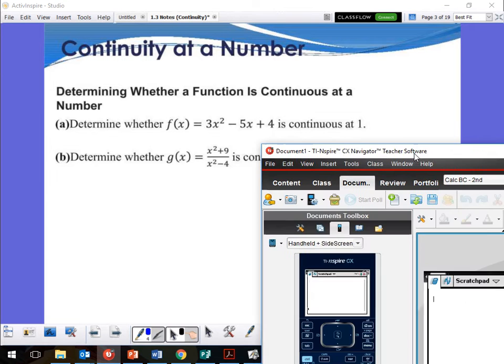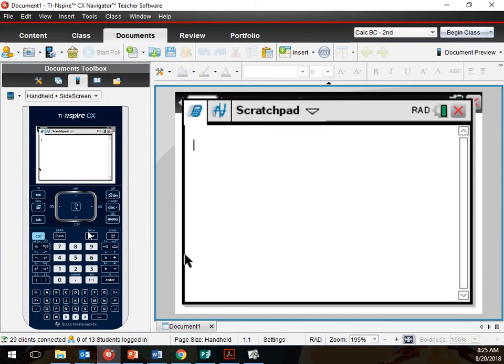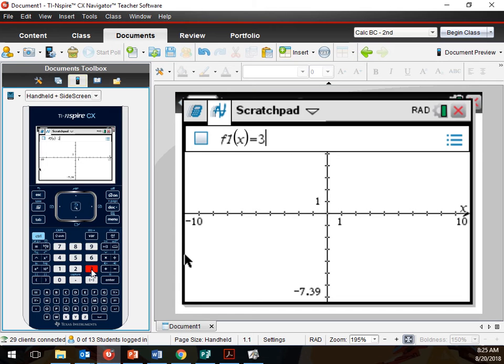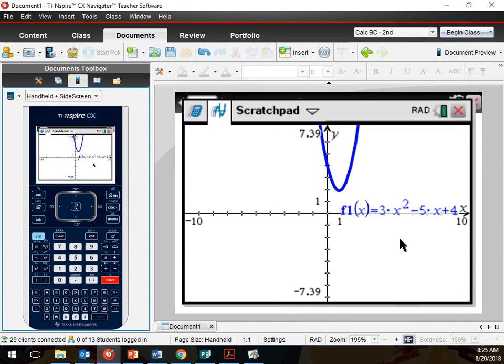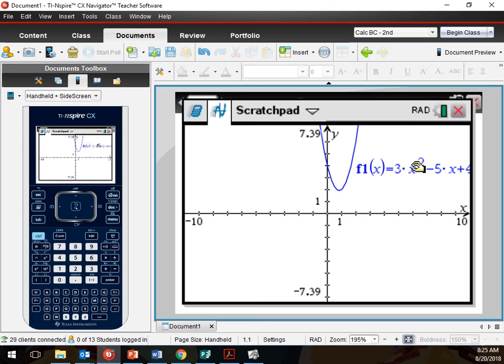Alright, so 3x squared minus 5x. Okay, so let's see. 3x squared minus 5x. What's the last one? Plus 4. Okay. There you go. Alright, so there's my function. Okay, here's 1, right?